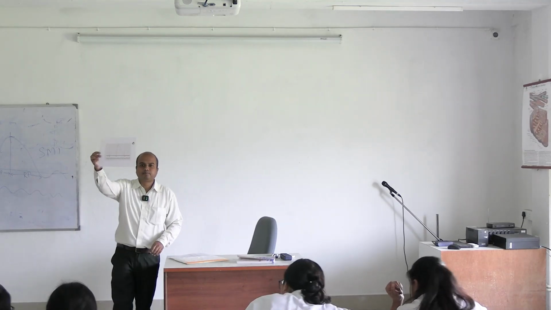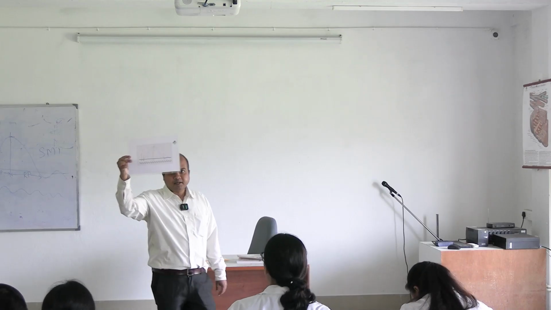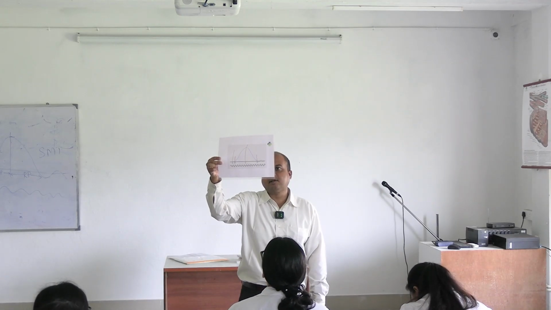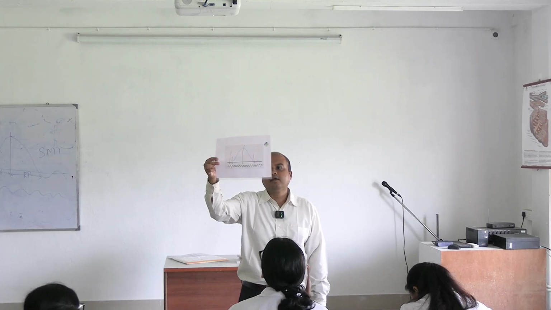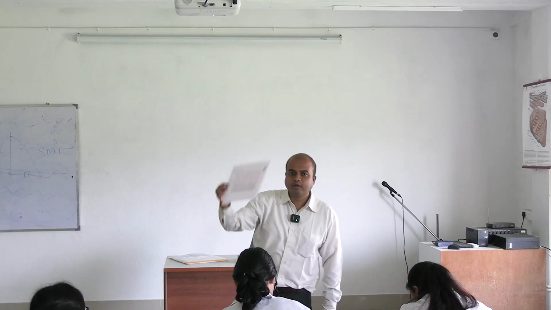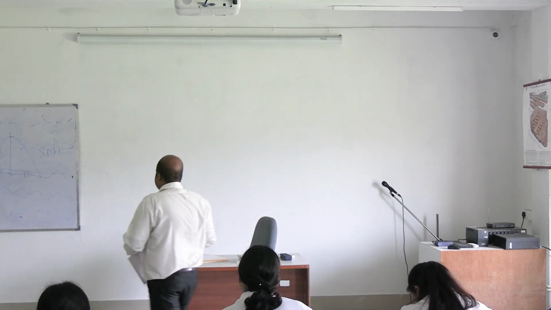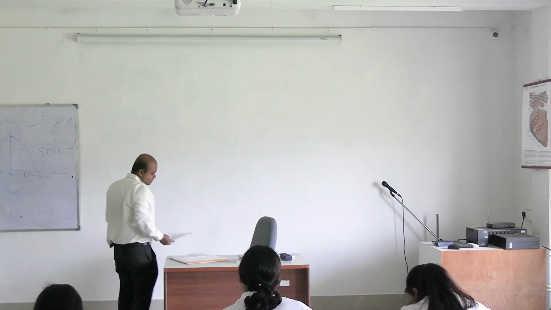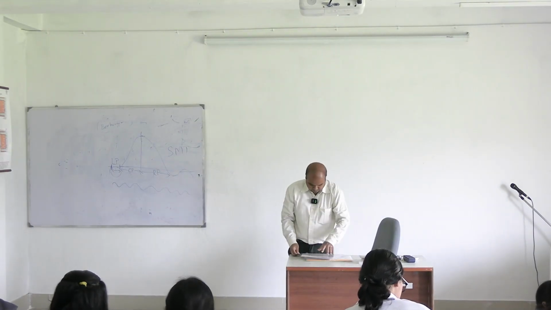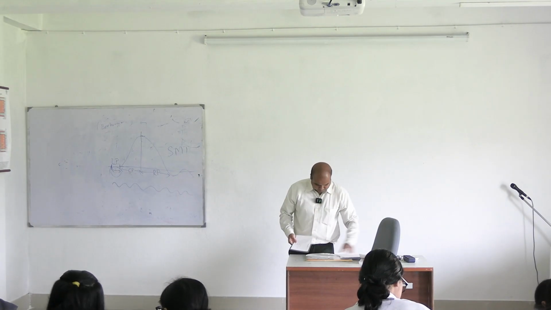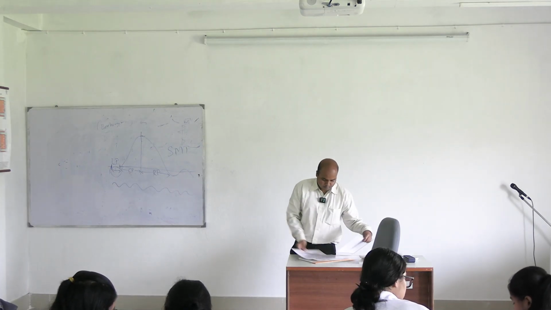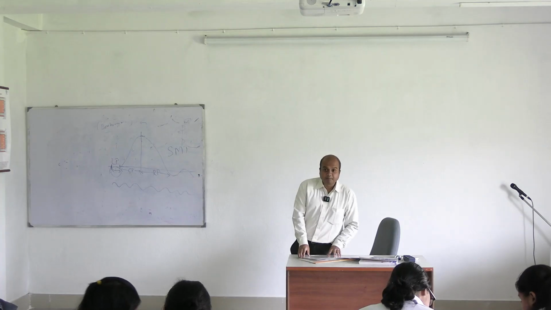A to B is the latent period, B to C is the contraction period, C to D is the relaxation period, and after D you can see the small physiological curve. So this is in case of a simple muscle twitch.